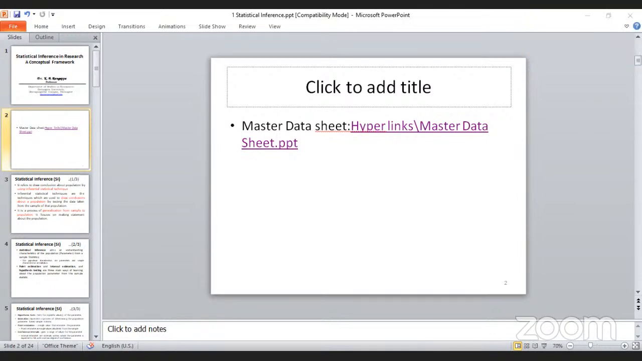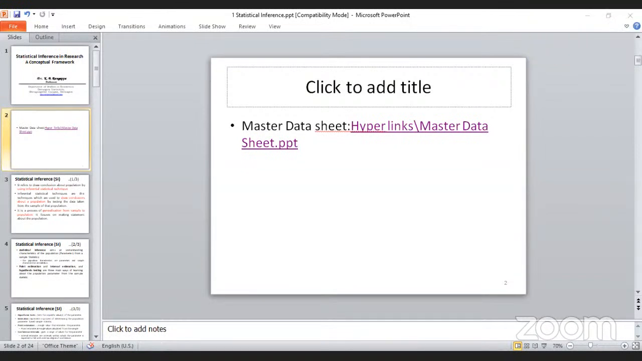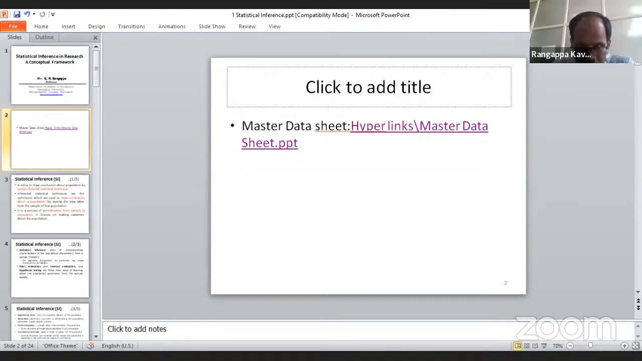Sorry, sir. Are you changing the slides or are you still in the second slide, sir? Yeah, I am in the first slide only, statistical inference, Chetan. Okay, sir. And did you actually open the Excel sheet, sir? Not yet. I have not opened it yet. Okay, fine, sir.